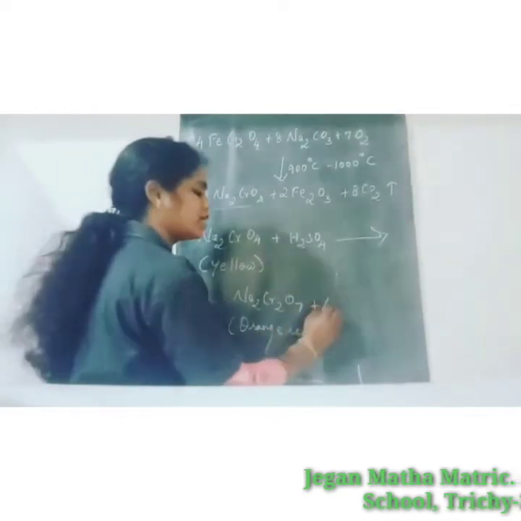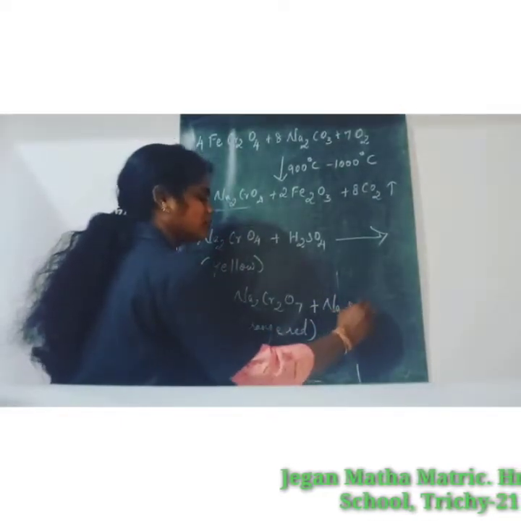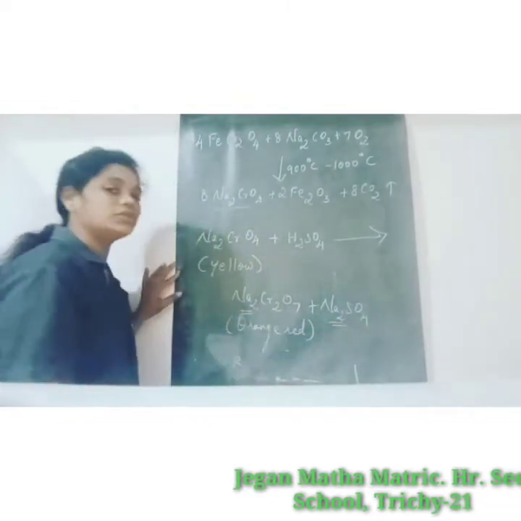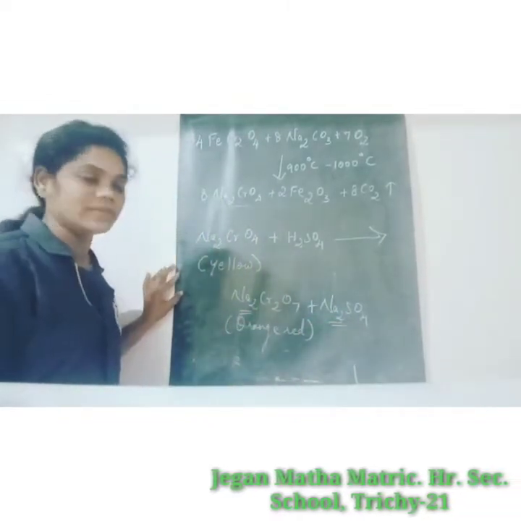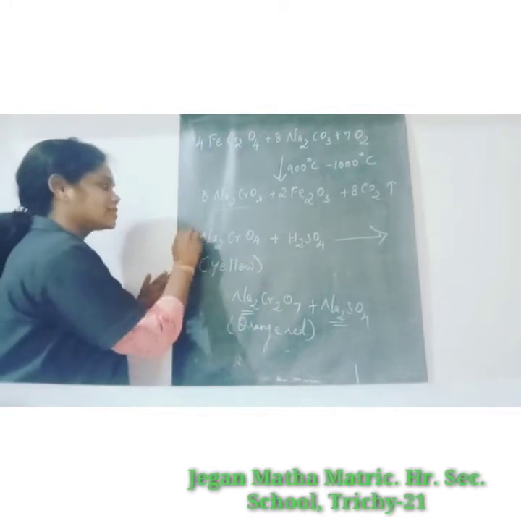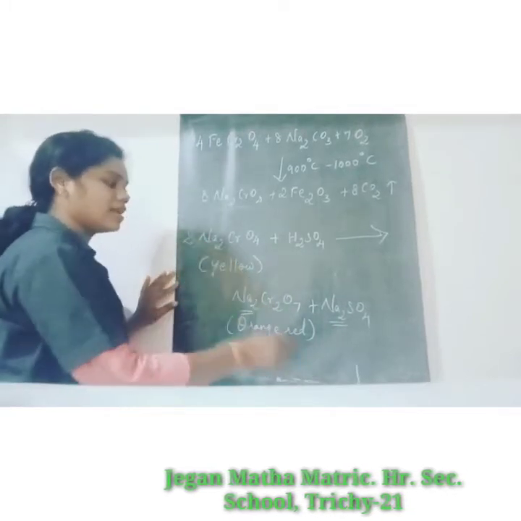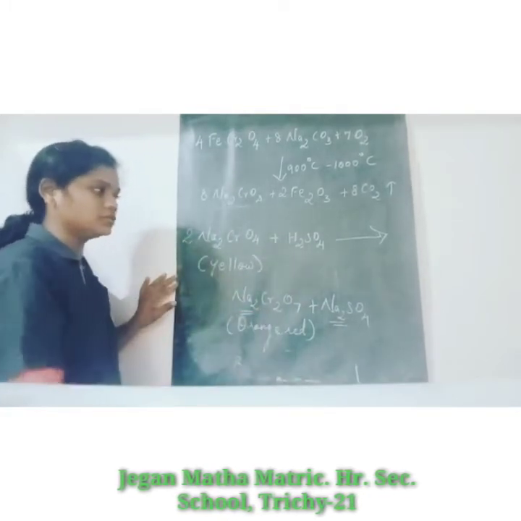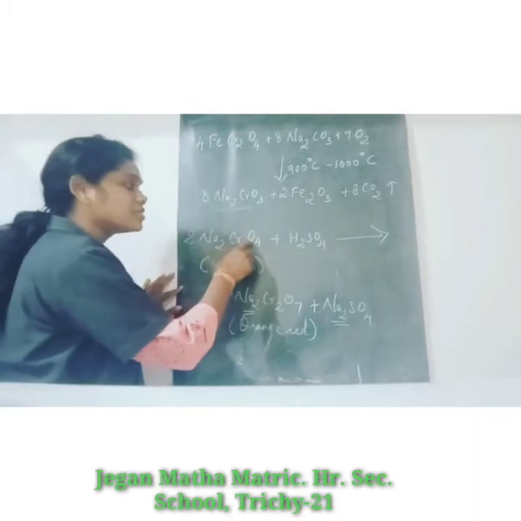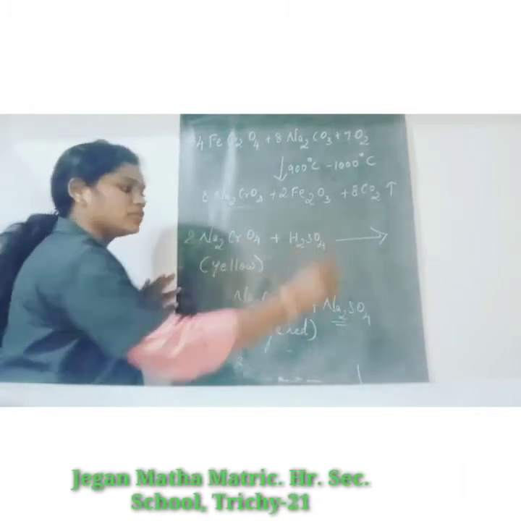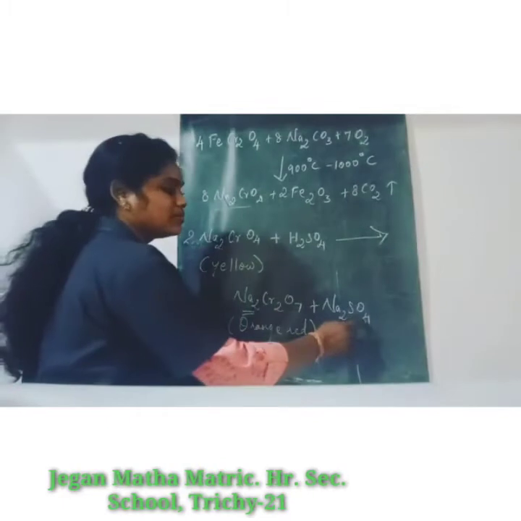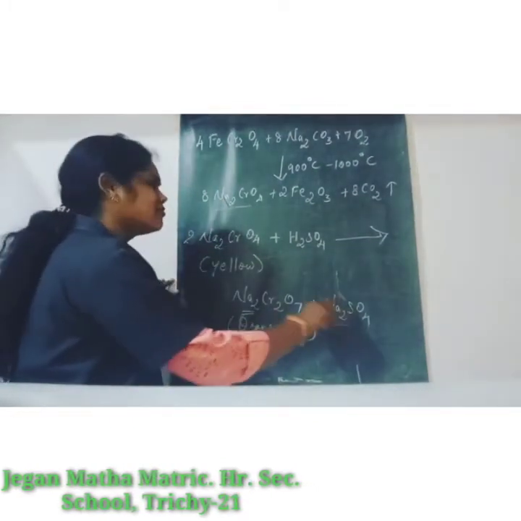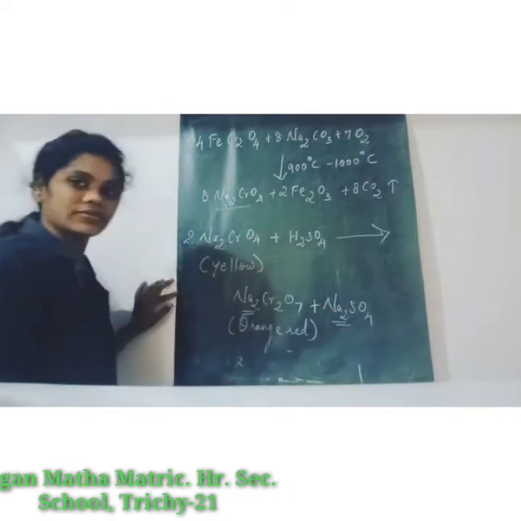Sodium sulfate formula is Na2SO4. Here Na2 two times, and here also Na2 two times, so four times sodium is present. Chromium is two times here and two times there. Oxygen: here 4 twos are 8, 8 plus 4 is 12, but here 7 plus 4 is only 11. Sulfur is one time here, and one time there.